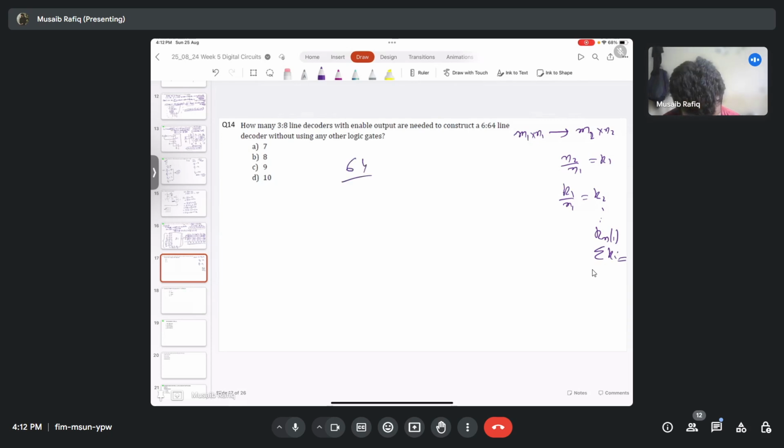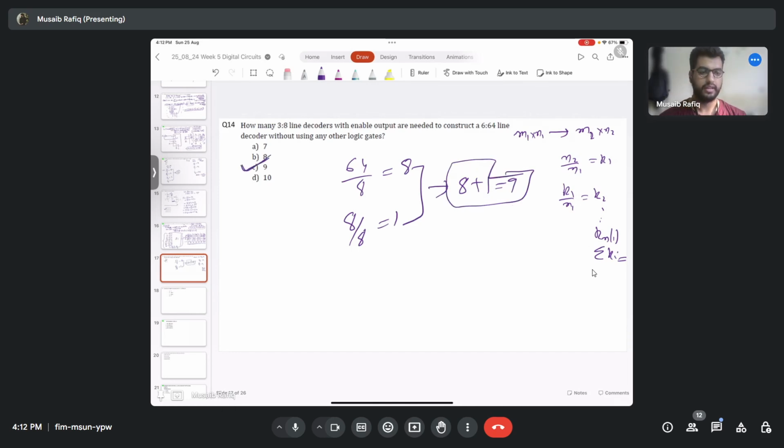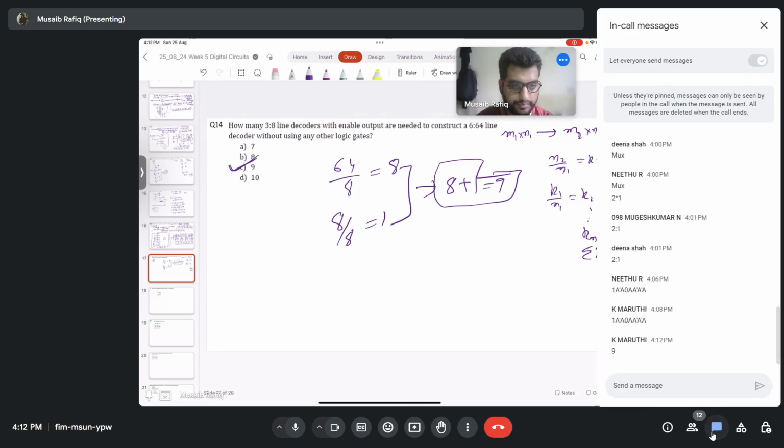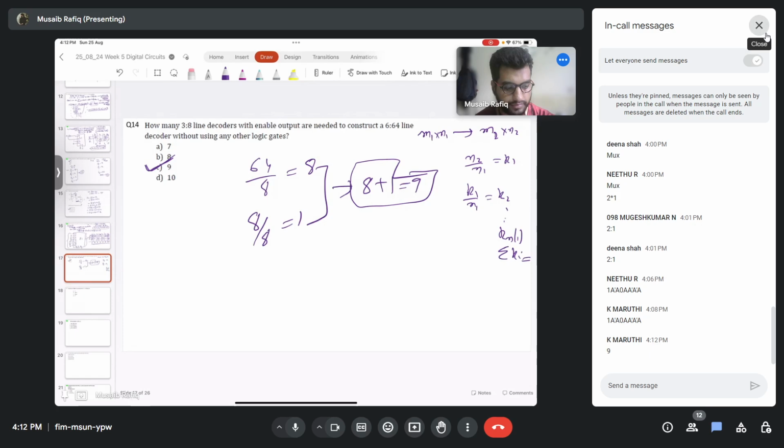So 64 by 8 will be 8, 8 by 8 will be 1, and 8 plus 1 is 9, as rightly written by one of the students. Option C is the correct answer.